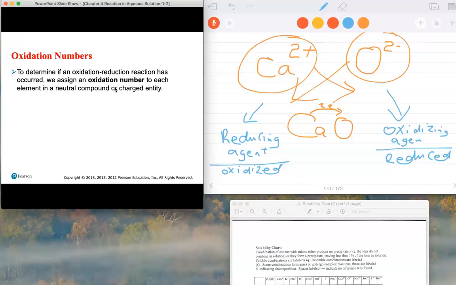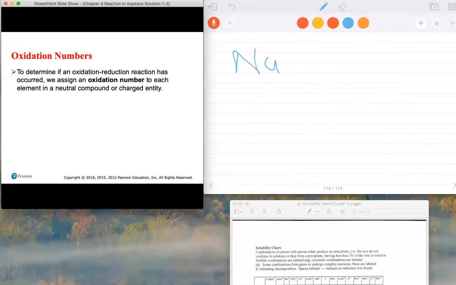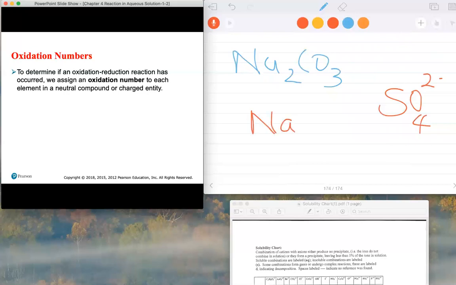We assign oxidation numbers to each element in a neutral compound. What do we mean by neutral compound? This is a neutral compound. This is not a neutral compound because it has an overall charge. This is an element. It's neutral. This is a compound. It's neutral. They have no overall charge.